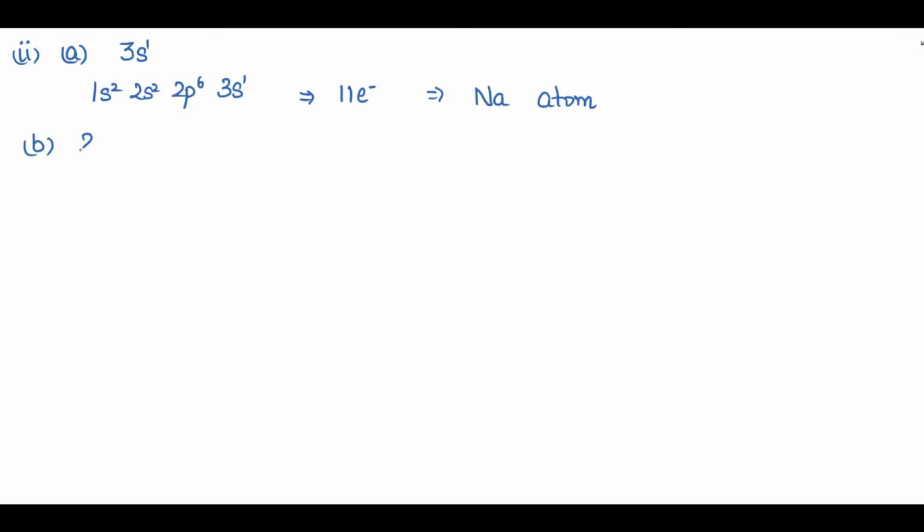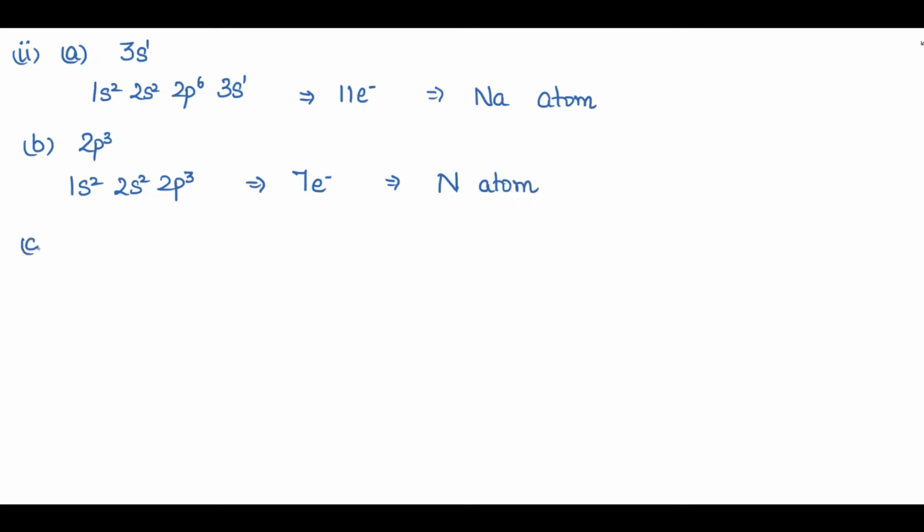So the next one is 2p3. Now you have to fill the electrons till 2p, and in 2p you have to fill 3 electrons, right? So 1s2, 2s2, 2p3. Now count the number of electrons over here. 2 plus 2, 4, 4 plus 3, 7. So there are 7 electrons. So an element which carries 7 electrons is nitrogen.